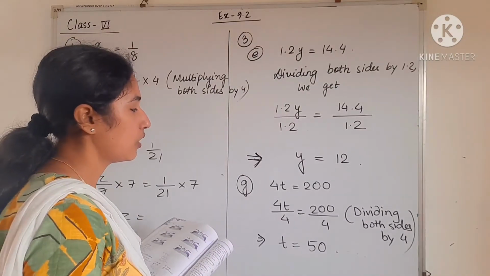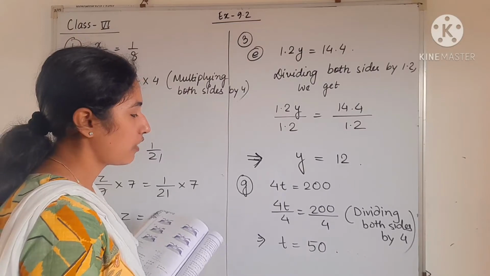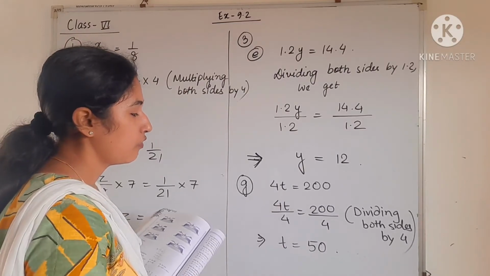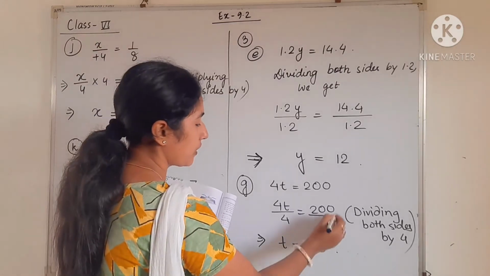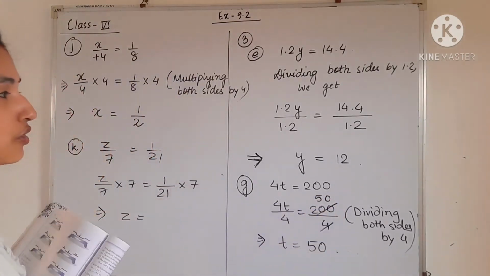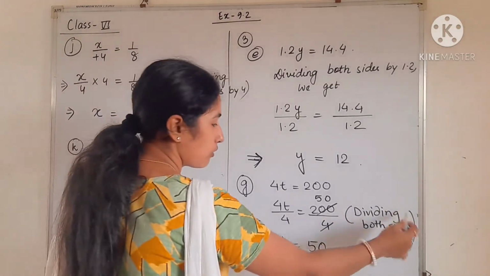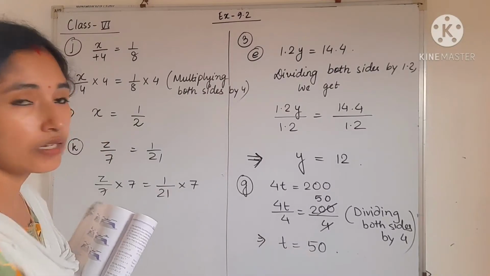Okay, so see, the next question is number G. 4t is equal to 200. We have to remove the 4 from left hand side. For removing it, we have to divide both sides by 4. Okay, so 4 will get cancelled, you will get t, and 4 will be cancelled with 200. So 4 5s are 20, so this will be 50. Okay, so you can write like this also inside the bracket.